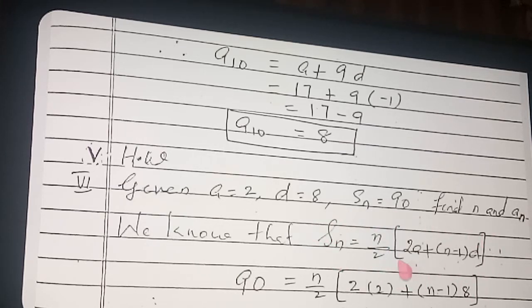Here you see in the equation, which values are known? Sn is known. What is the value of Sn? 90. And what is the value of a? Known. What is the value of d? Known. What is unknown? Only n is unknown, so we can find out the value of n.